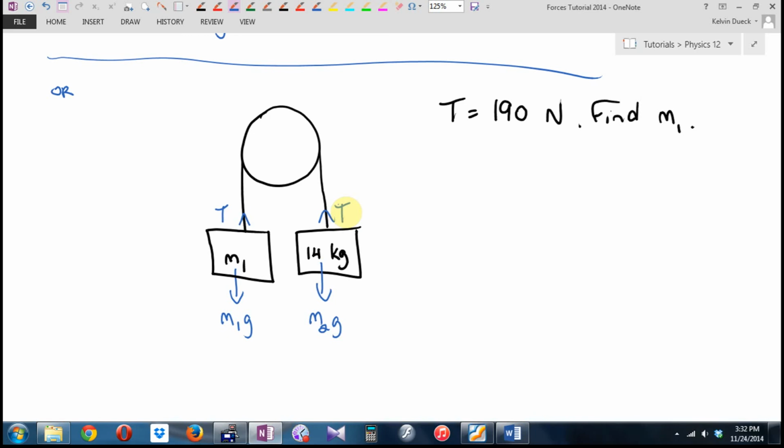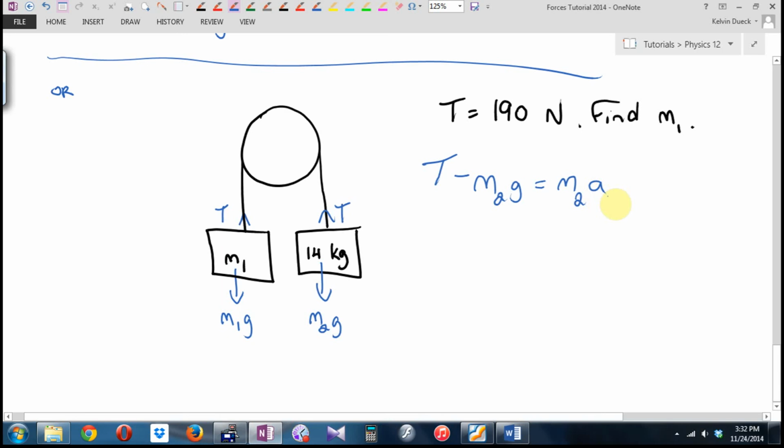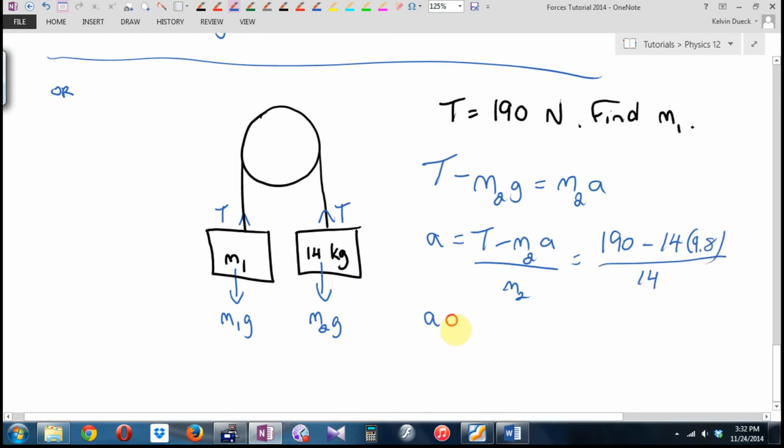If not, I'd guess, and you know how I would know that I'd guessed wrong? What would my acceleration be? Negative, go back and fix it quickly. And usually it's a pretty quick fix. But here, I can guess right. I can say tension is the winner, M2G is the loser, M2A. Do the masses cancel? Oh, what did you say I wanted to find, Darian? Because you were right. Oh, how would I get the A by itself? It's going to be 190 minus 14 times 9.8 divided by 14. I was trying to make up something that really didn't accelerate very fast.